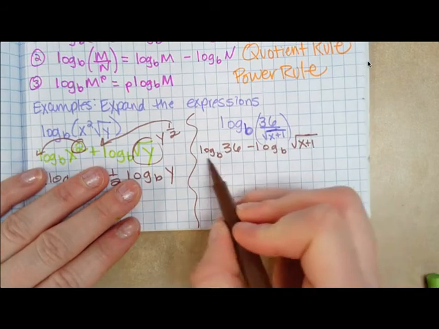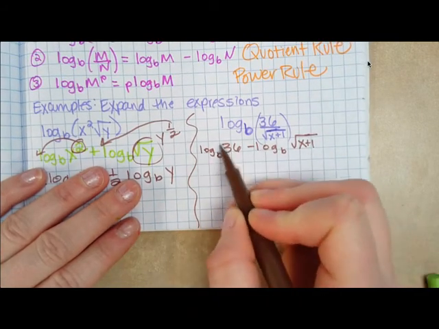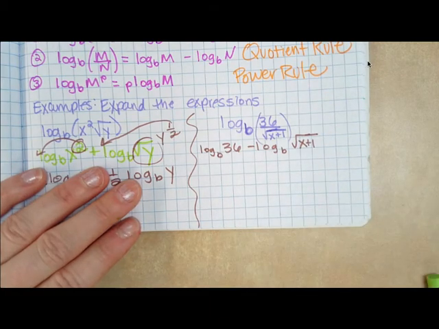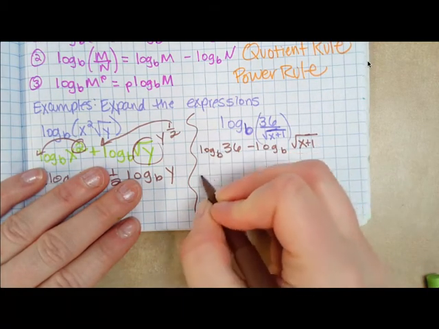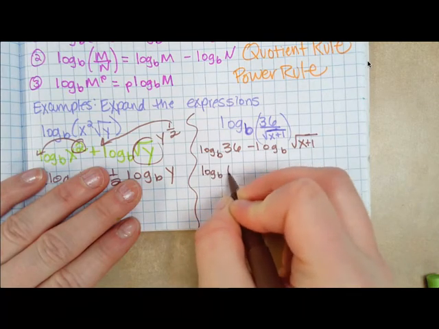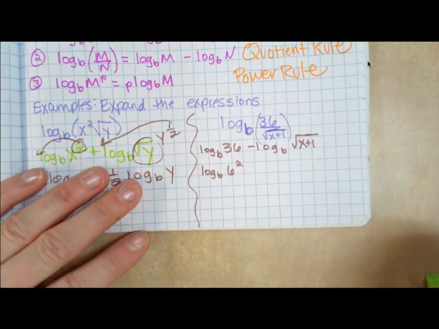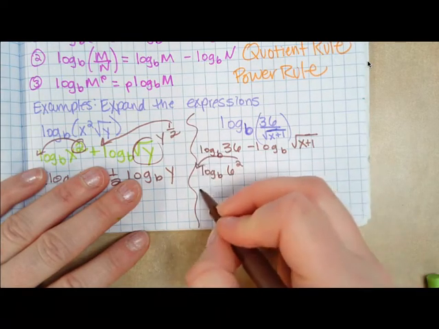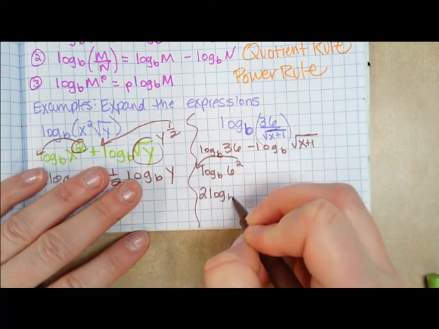Could we simplify this more? Instead of having 36, could we have a number to a power? 6 squared. Mm-hmm. So log base b of 6 squared. And then we'd take that down. So 2 log base b of 6.